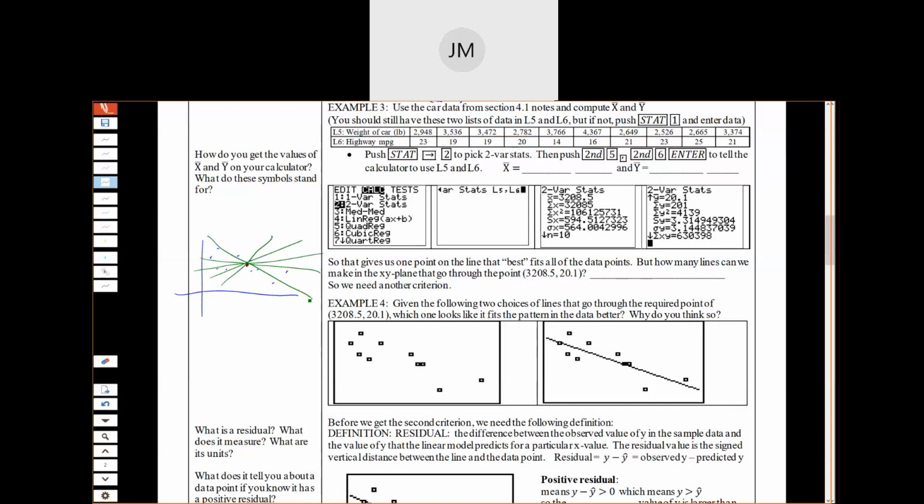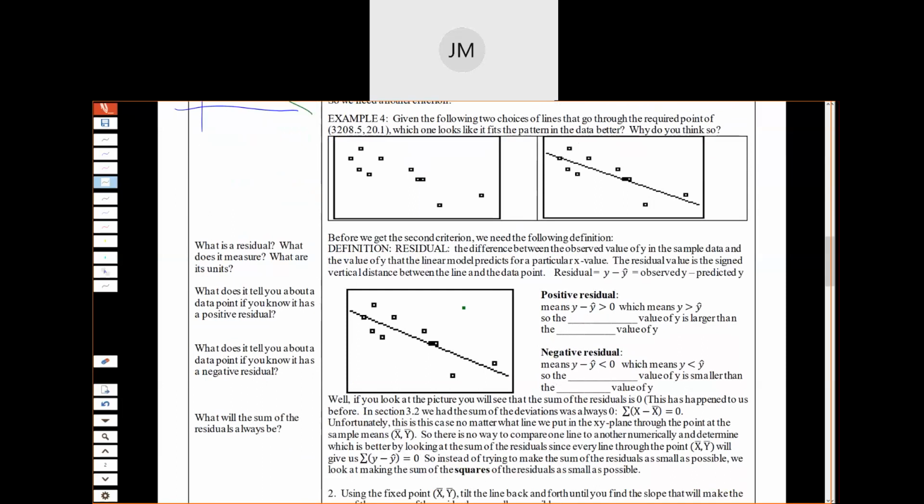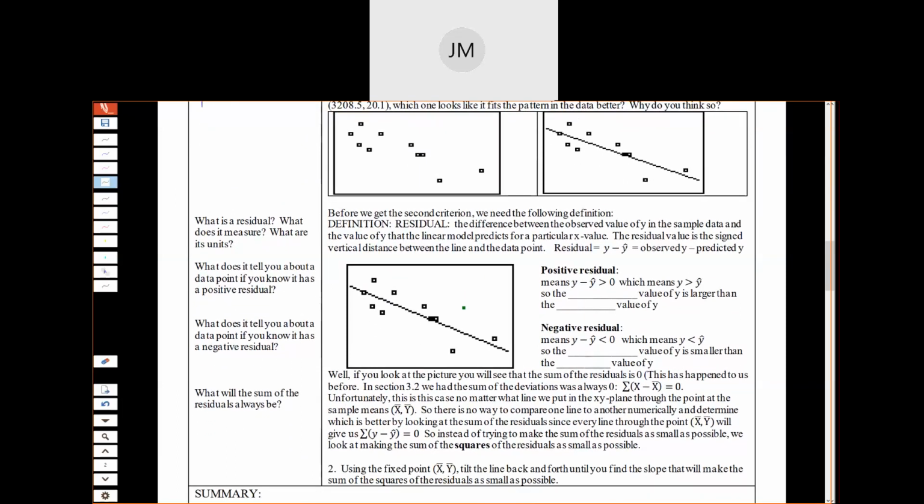So let's just back up a little bit and be careful about how we're going to pick this criteria. We're going to talk about something called a residual, and then we'll come back to how that helps us pick the best fit one. A residual is the gap between our line and a point. So if I look at my graph and say, here's a point, it's this far above the line, or here's a point, it's this far below the line, those are going to be residuals.